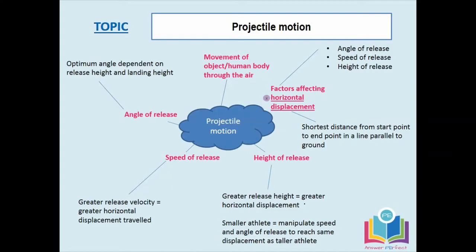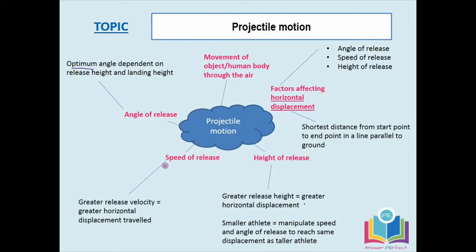What is horizontal displacement? First of all, that is the shortest distance from the start point to the end point in a line parallel to the ground. There are 3 factors you need to know that affect horizontal displacement: the angle of release, the speed of release, and the height of release. The angle of release is the optimal angle and is dependent on the release height and landing height. I'm going to go through some examples of that with you shortly.